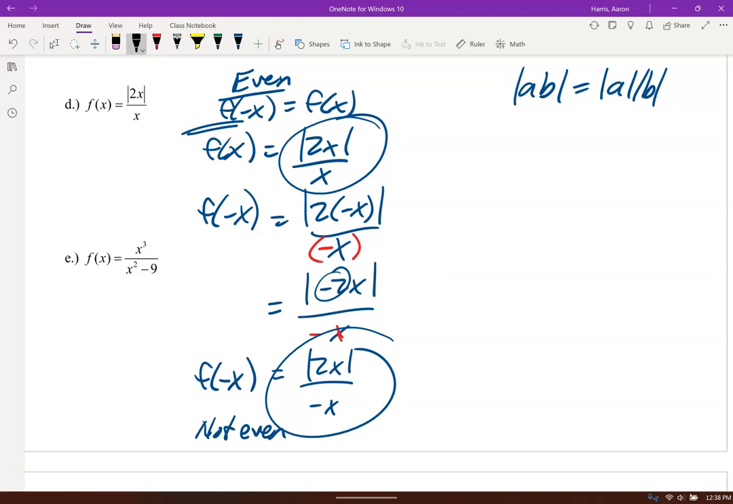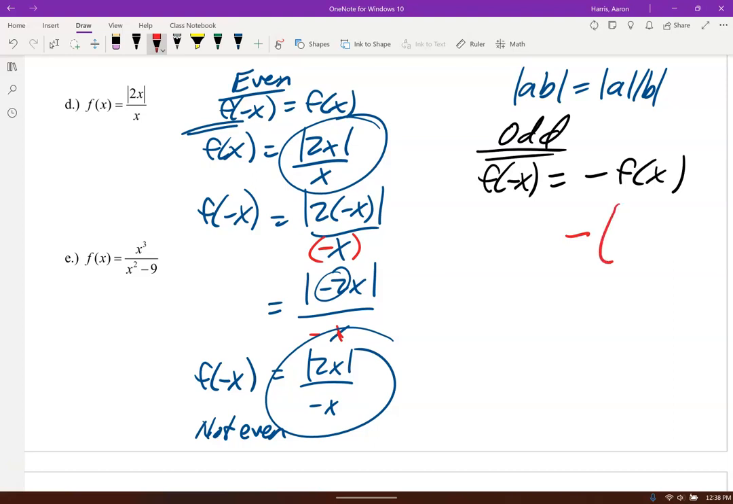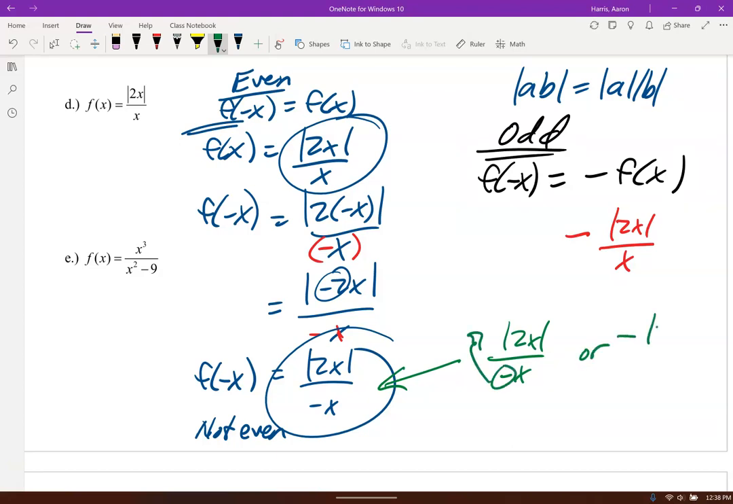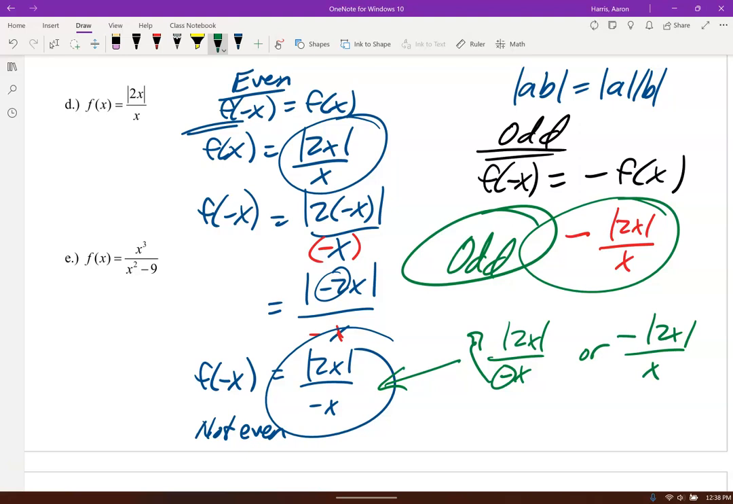Now the question is, is it odd? Again, we already did the work, but with odd, we're just trying to see if we got negative the original. So did I get negative the original? Did I get that down here when I did the work? Well, I did. I ended up with the absolute value of 2x over negative x. Well, that negative can go up top. That's the same thing. So it is odd. This one's odd. It's not even. We got negative the original.